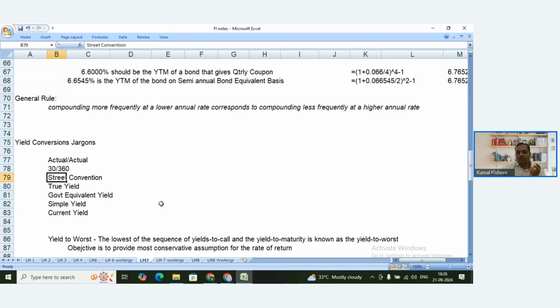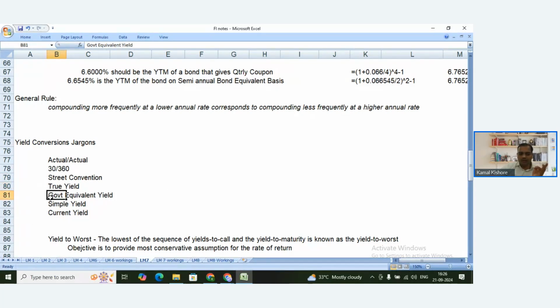Street convention is basically where you account or factor in the holidays, Saturdays, Sundays. Because if the settlement after 3 months falls on a Sunday, the settlement will not happen that day. Only on a trading day will settlement happen. So street convention considers those holidays and all. True yield is without considering those holidays.